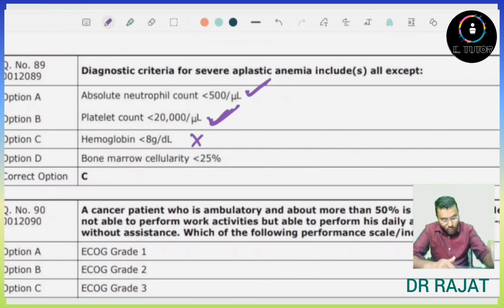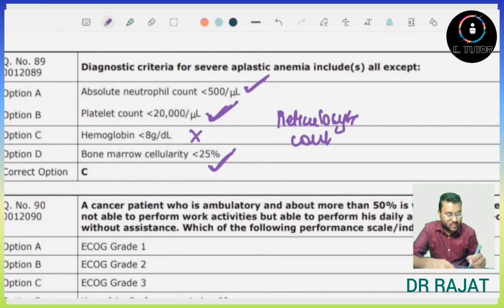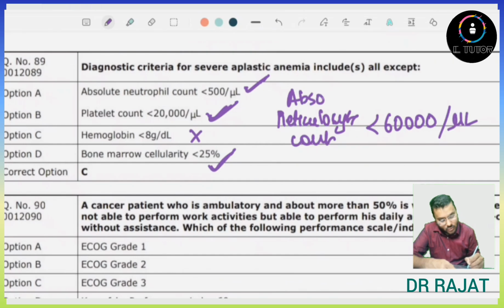And bone marrow cellularity is less than 25%. So this is also true. Though in the new criteria, bone marrow cellularity is also not given, but in the older criteria it is there. And one other criteria is reticulocyte count less than 60,000 per microliter. So ARC, which is absolute reticulocyte count, should be less than 60,000 per microliter. So answer will be option number C, that hemoglobin less than 8 gram per dl is not a diagnostic criteria for severe aplastic anemia.